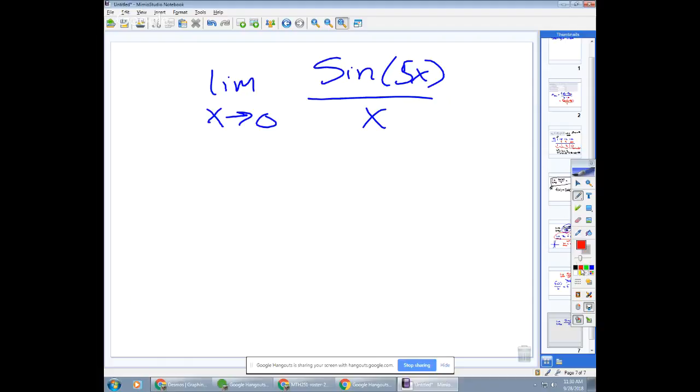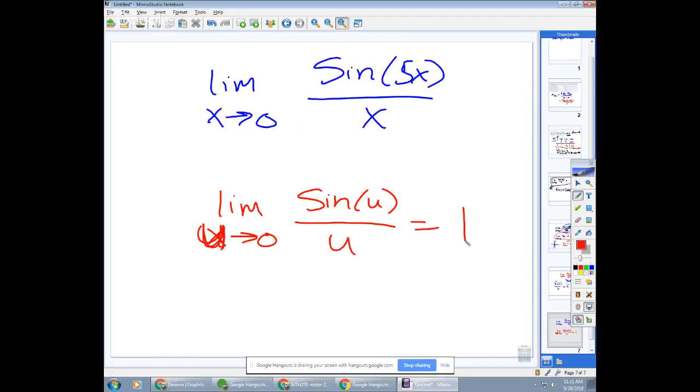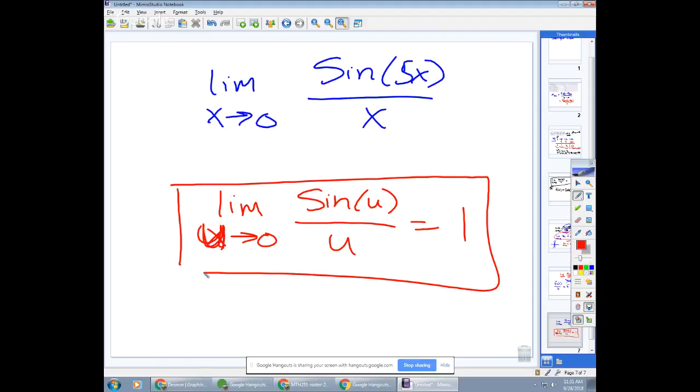I know by experimentation, let's make that a u, that if I take the sine of something over that same exact thing, the answer's 1. This is an established thing we have now. These guys just don't match. Well, couldn't I just put a 5 in the bottom there? Sort of, but that's now a different function than what I started with. So I have to compensate by multiplying a 5 into the top.